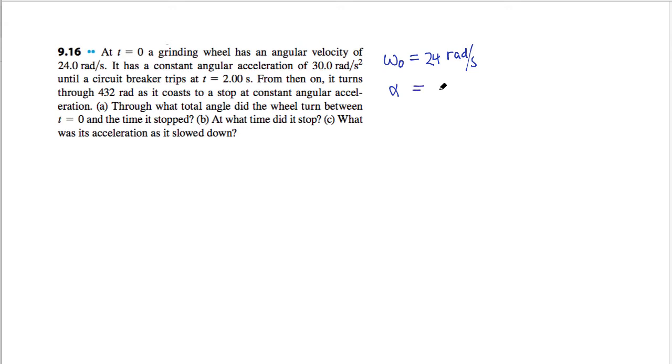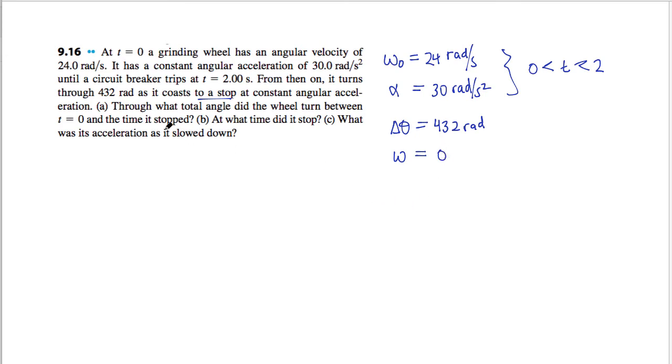So alpha is constant and equal to 30 radians per second squared until a circuit breaker trips at t equals 2 seconds. So this is for 0 to 2. From then on, it turns through 432 radians as it coasts to a stop. So I know that delta theta in this case is 432 radians, and that should be positive because it's moving in the positive rotation direction, until it coasts to a stop, which means that omega will eventually be equal to 0.